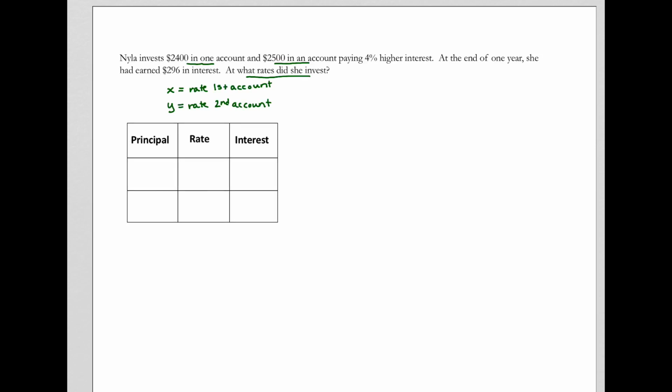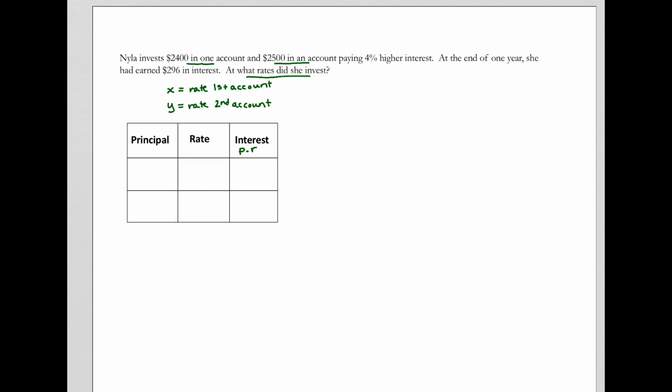So in this chart, you'll notice our first column is labeled principal. That's the money that we invest in accounts. The second one is the interest rate for that account. And the third is the interest. And to get the interest, we take the principal times the rate. So let me just mark that down quick. Interest is principal times rate.